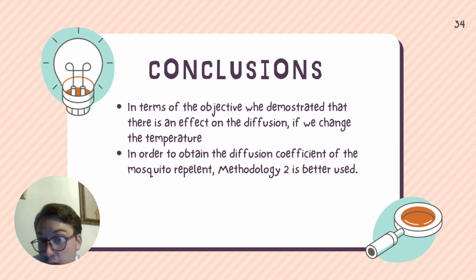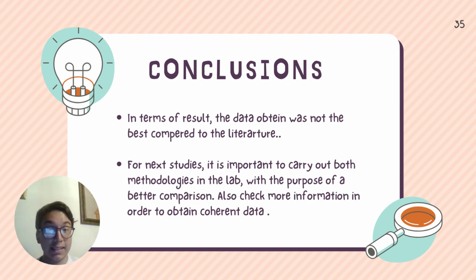As a conclusion, we can say that in terms of the objective, we demonstrated that there is an effect on the diffusion if we change the temperature, as we already said in the analysis. Also, we can say that in order to obtain the diffusion coefficient of the mosquito repellent, this methodology is better used because it has more steps, but depending on these steps, we can obtain more precise data. Also, in terms of results, the data that we obtained was not the best compared to the literature because it was very different.